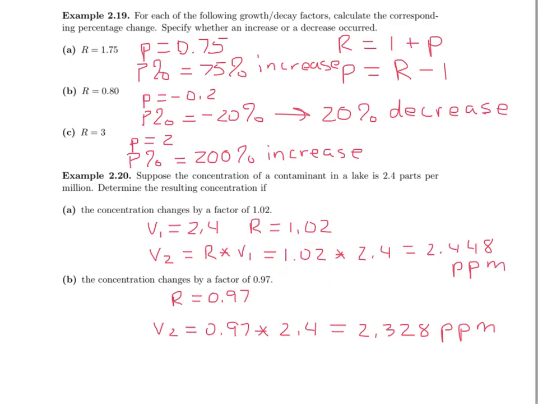Notice that in part A, because the factor was larger than 1, the concentration in the lake increased from 2.4 to 2.448. In part B, the factor was less than 1, and this corresponded to the concentration of contaminant in the lake decreasing from 2.4 to 2.328.